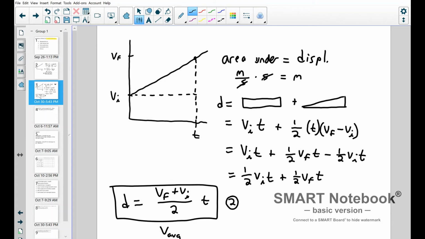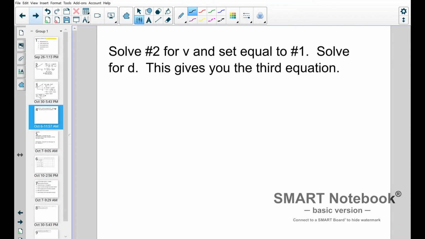Now, how I get the next ones is just by combining these two. So for the first one, I solved the second one I just came up with for VF and set it equal to number 1 and solve this for D. So here's the one I just finished.